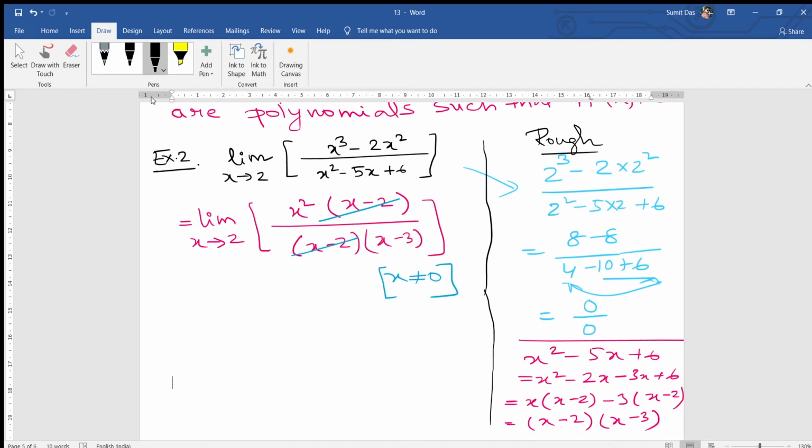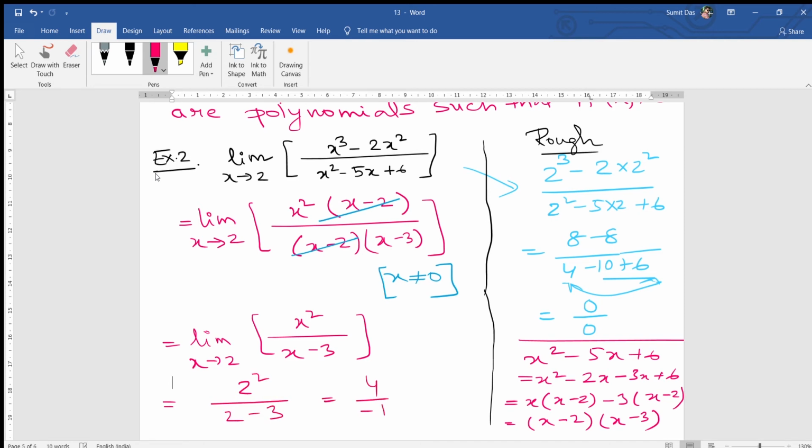So what we are getting here after cancelling: limit x tends to 2, numerator will be x squared, denominator will be x minus 3. So now look, you can put the value directly. If you put the value directly, it will be 2 square, denominator will be 2 minus 3, which will be 4 by minus 1, that is minus 4. That is the answer.